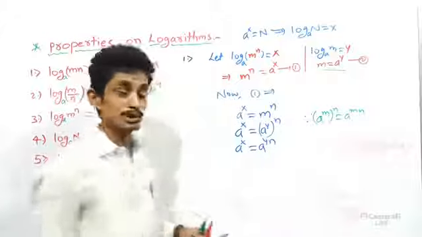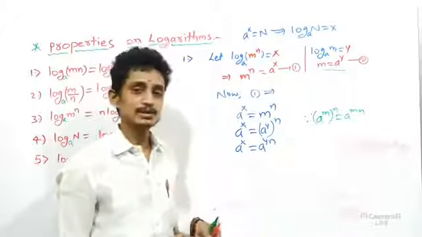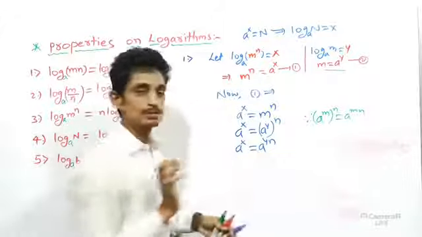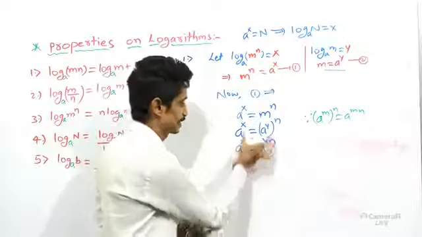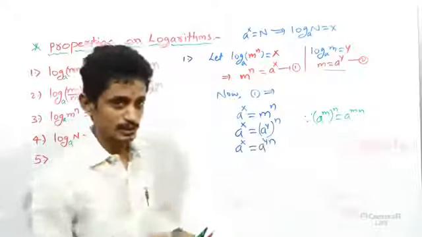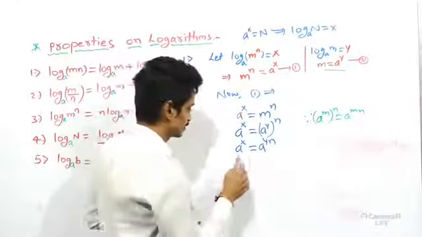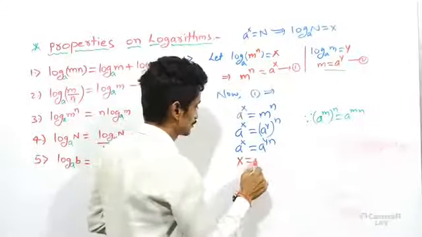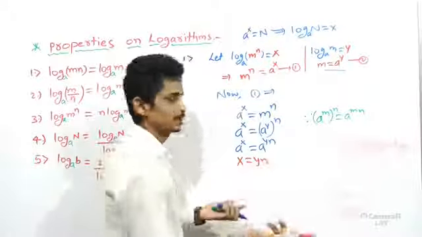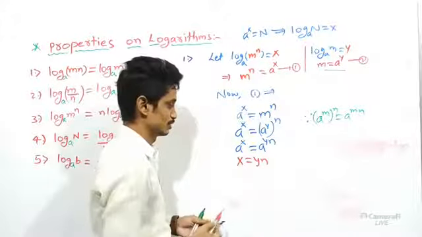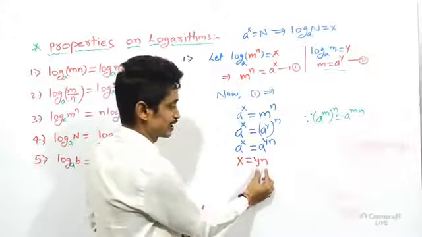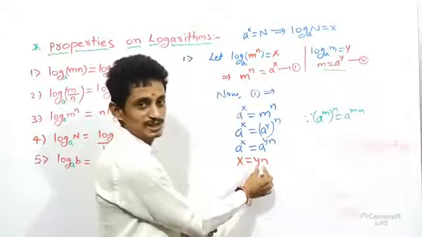Once again, two exponential numbers are equal, as well as their bases should be the same. If the bases are the same, the powers should be equal. It means what can I write? x is equal to yn or ny. Your wish. Because the commutative law under multiplication holds on real numbers.